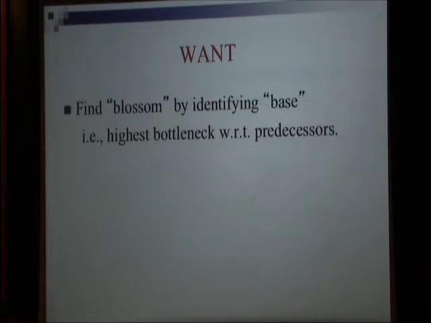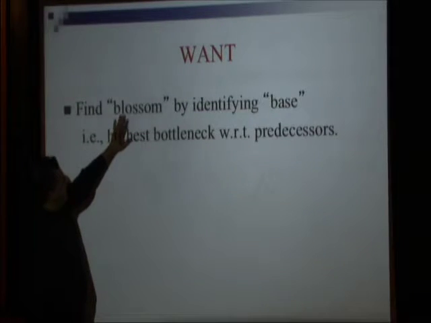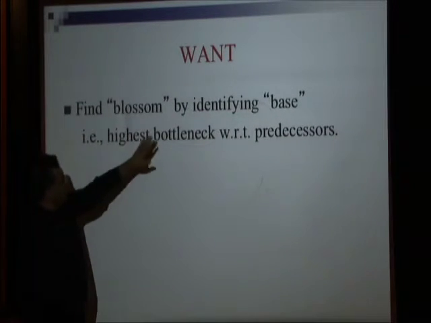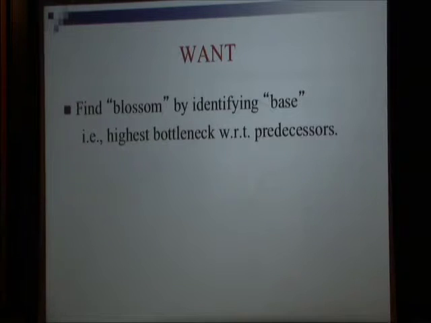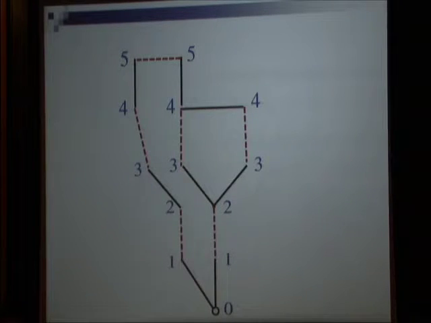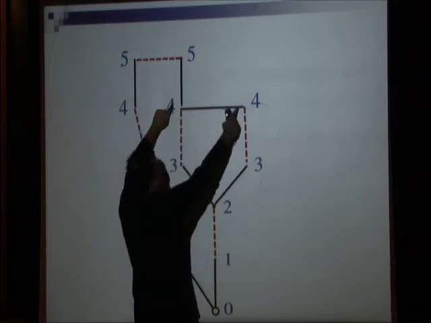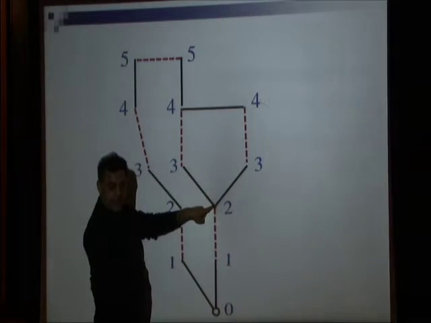So I'm going to find how to find blossoms, how to find bases, and all that. Okay, and the base is, as I said, the highest bottleneck with respect to predecessors. Okay. Now, one thing to be careful about is when we found this bridge, this was the base, right?